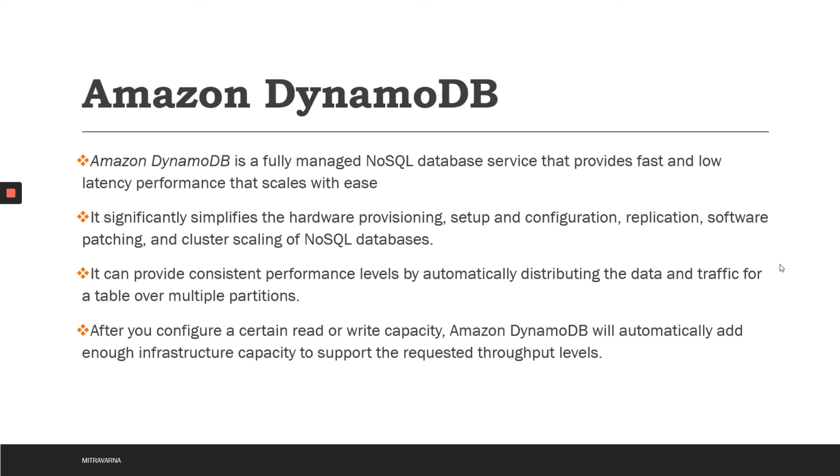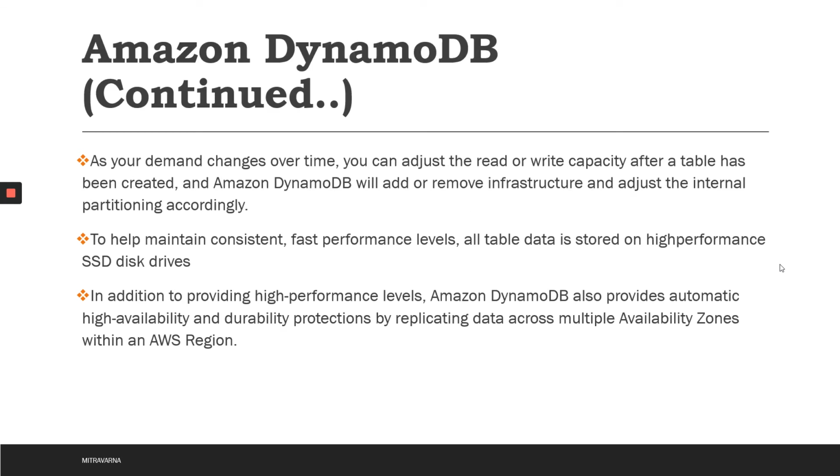So as I mentioned earlier, this is an example of a NoSQL database, and it can provide consistent performance levels. So all we need to do is create a DB instance with Amazon DynamoDB, and that's it. Automatically all other administrative tasks will be taken care of by Amazon. Okay. So next one is, as your demand changes over time, you can adjust the read or write capacity after a table has been created, and DynamoDB will add or remove infrastructure and adjust the internal partitioning accordingly.